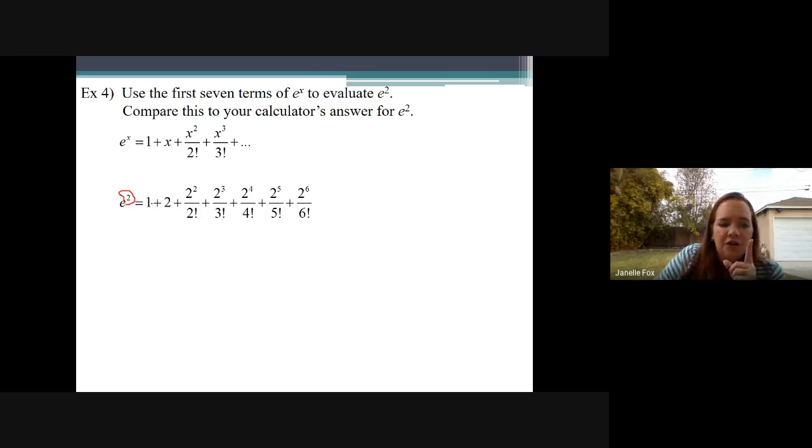So the first term is a 1. Then there's just x, so I write 2. Then it's supposed to be x squared over 2 factorial, so I write 2 squared over 2 factorial. And then I just keep going. Plus 2 to the 3rd over 3 factorial, plus 2 to the 4th over 4 factorial, plus 2 to the 5th over 5 factorial, plus 2 to the 6th over 6 factorial. That is, in fact, 7 terms: 1, 2, 3, 4, 5, 6, 7. Nailed it.